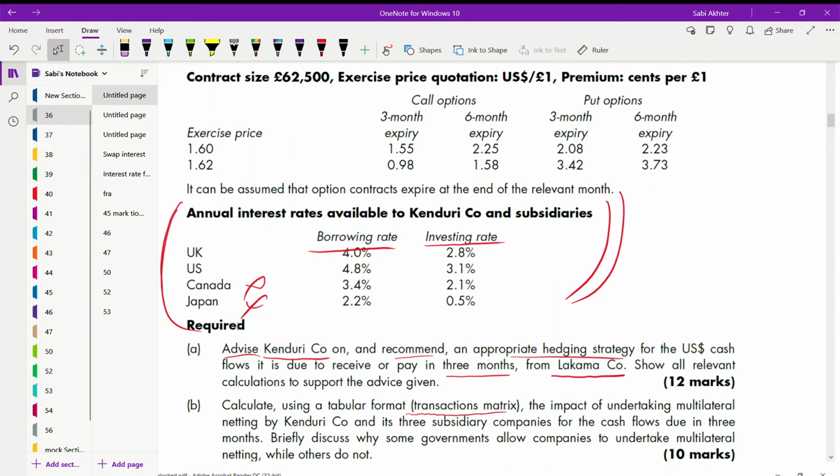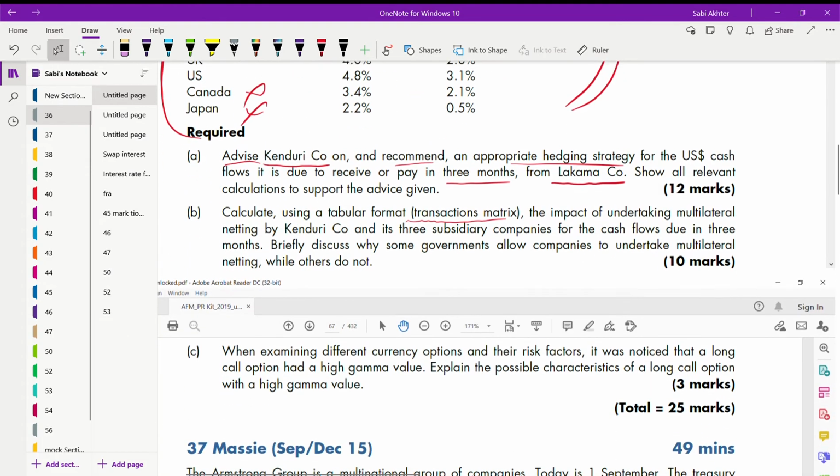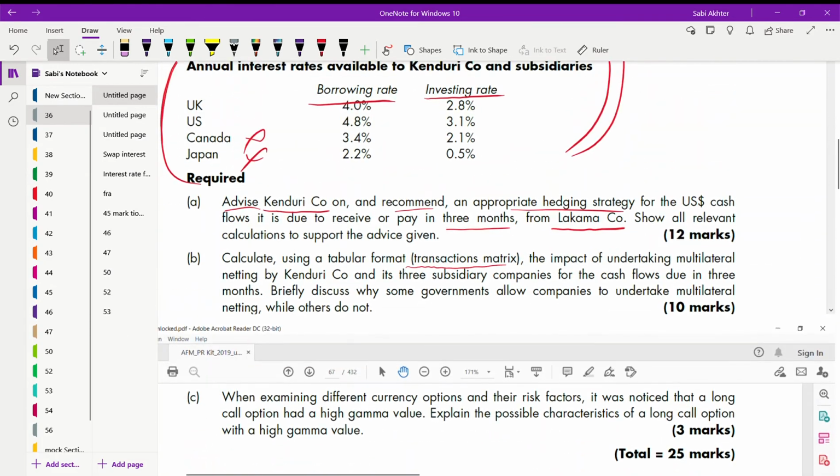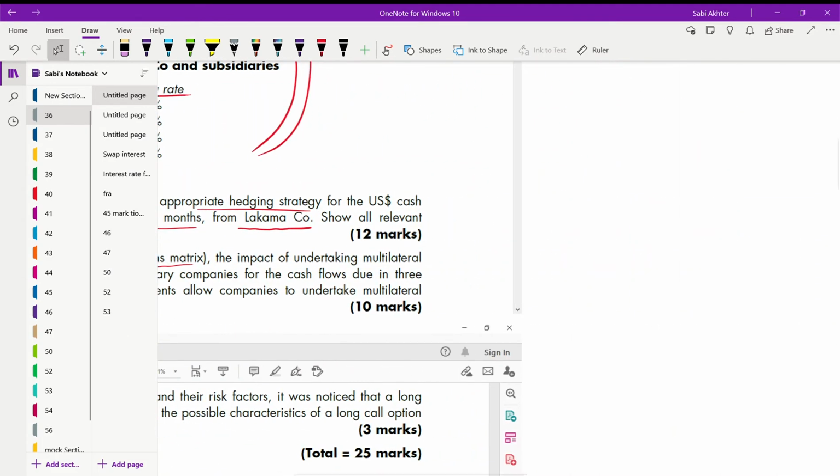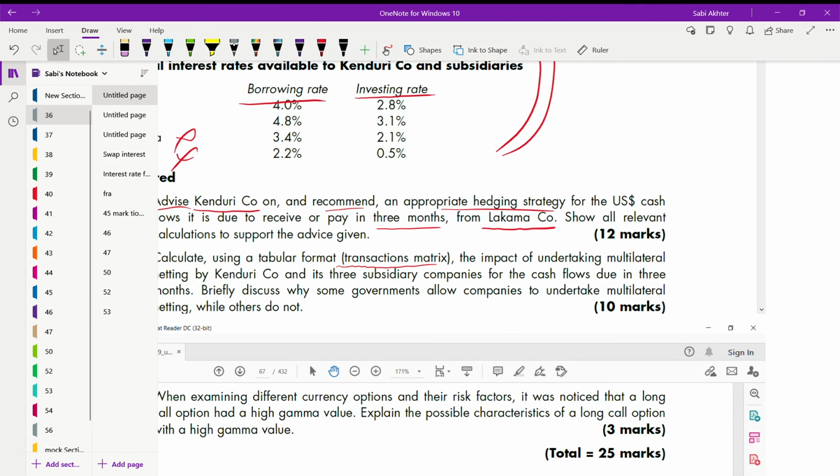What do you have to do? Money market hedging has steps. Once you know the steps, you know money market hedging. You need to know whether it's a borrowing, you have to invest or not.